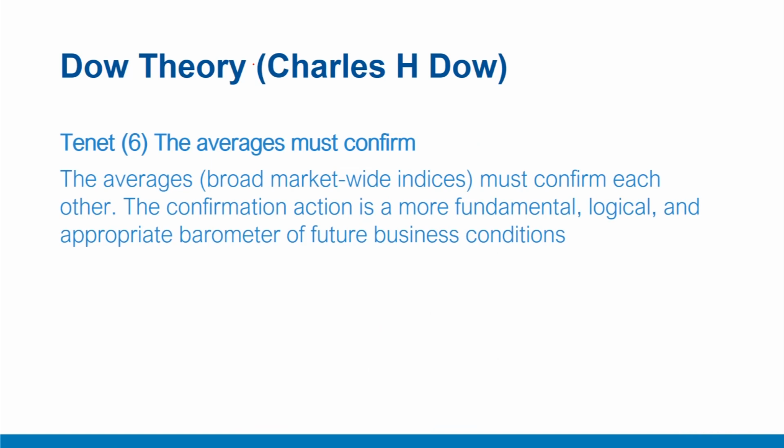Lastly, the averages must conform. The broad market wide indices must conform with each other. For example, one industry, let's say the transport industry, should agree with the goods production industry. The confirmation action is a more fundamental, logical and appropriate barometer of future business conditions, because if the two indices, that is one for production, one for manufacturing, or one for transportation, agree, that means some kind of solid movement is happening, some movement which is in sync and confirmed by two indicators.